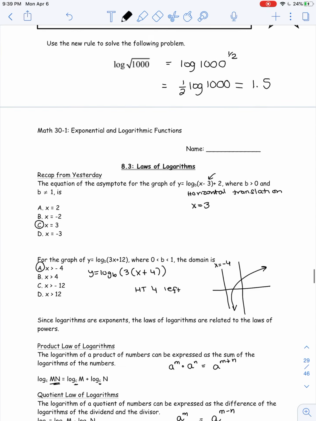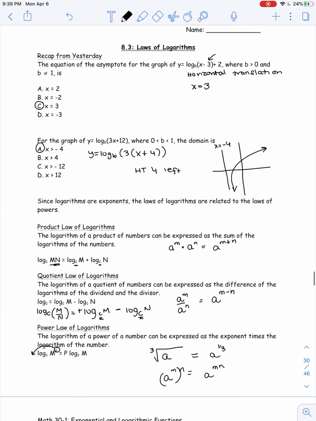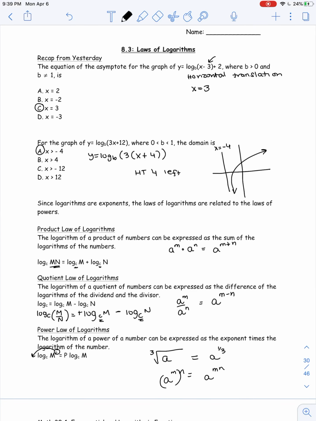I hope that helped for your lesson of your log laws. This is a really important concept that comes back a lot, I found.